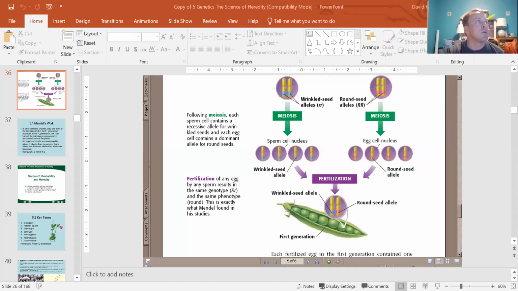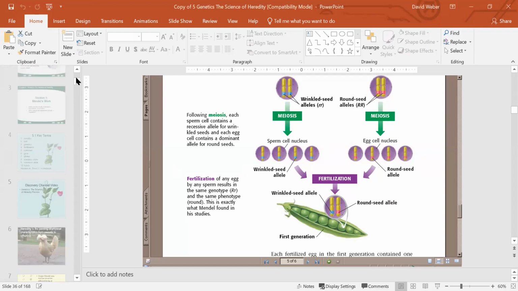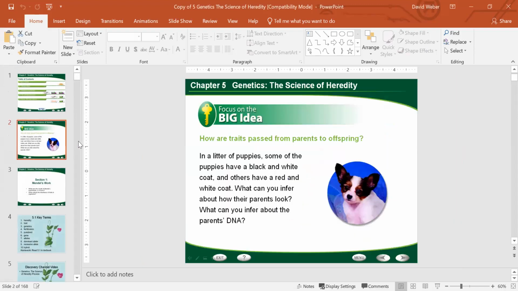So let me get going. Let me share my appropriate screen. I'm going to turn my camera off. You don't need to see me, you just need to see what I'm talking about. Let me zoom up, for lack of better words.